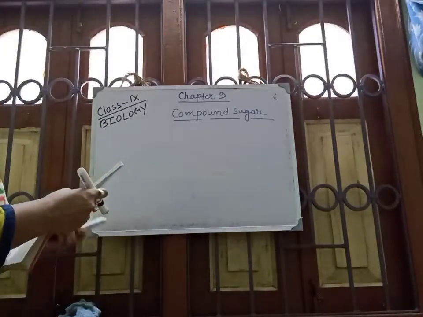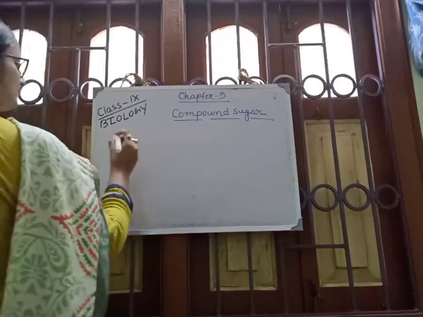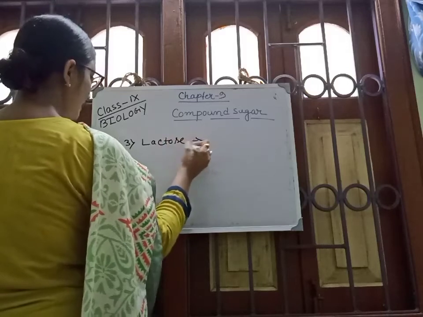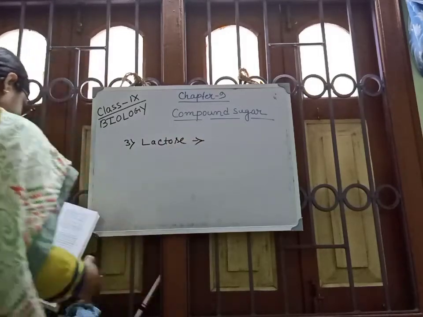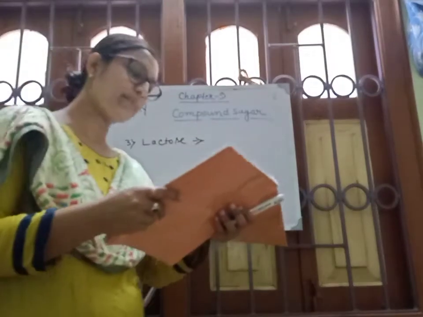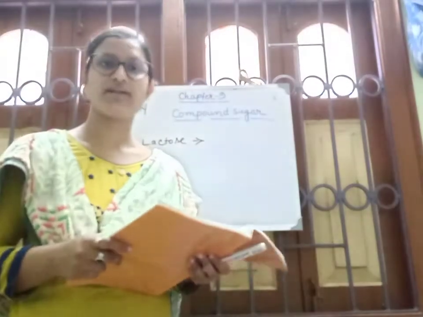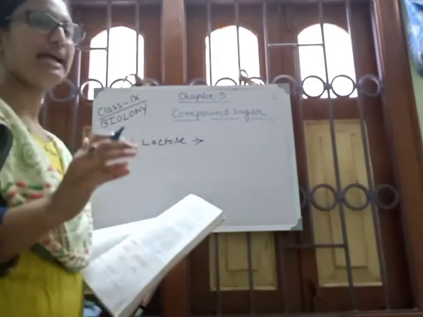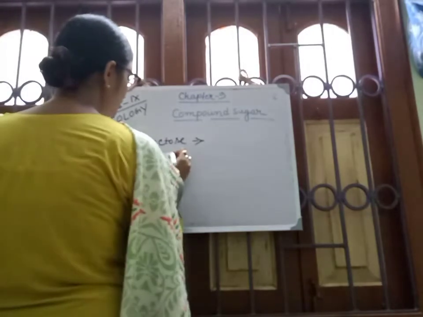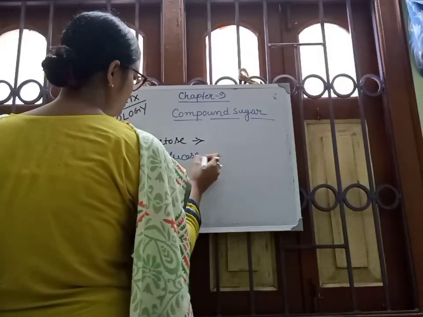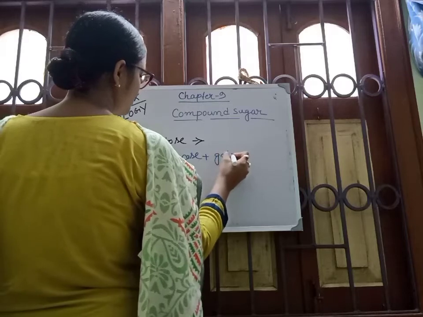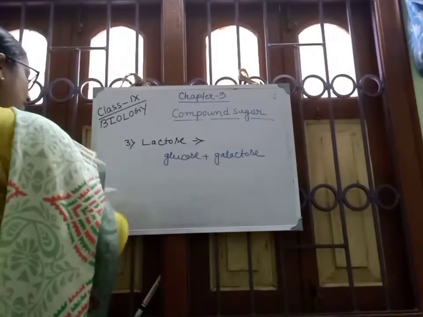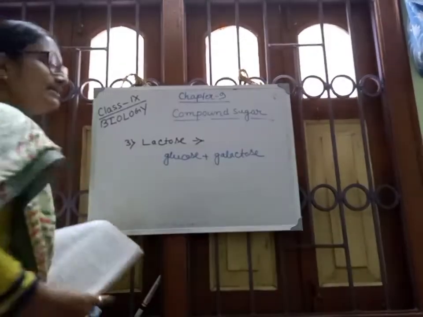And number 3, lactose. Lactose is the milk sugar. It is made up of glucose and galactose. The lactose is milk sugar, glucose plus galactose. So the sugars are sucrose, maltose and lactose.